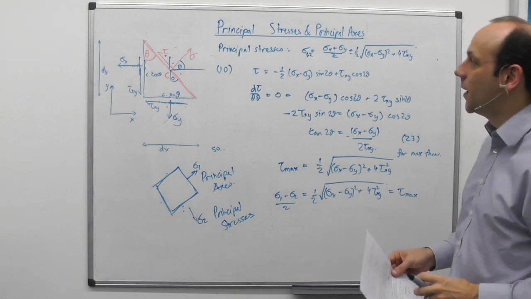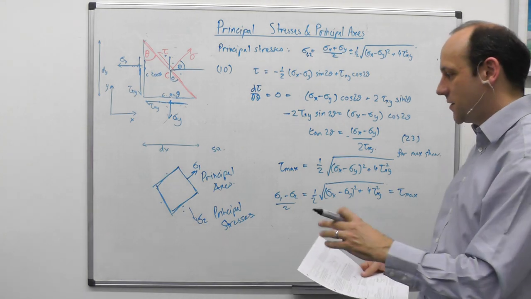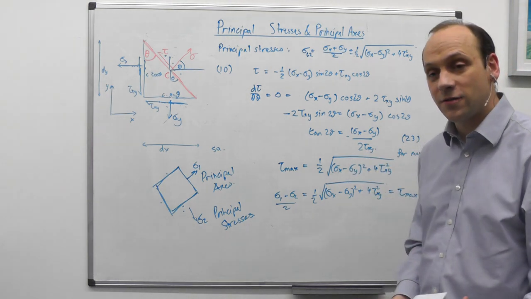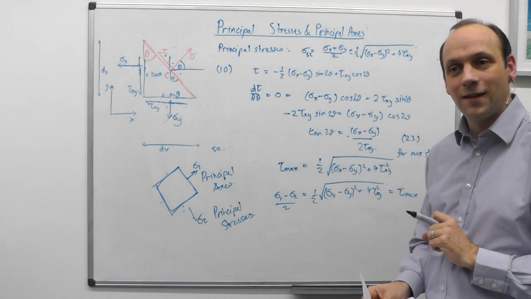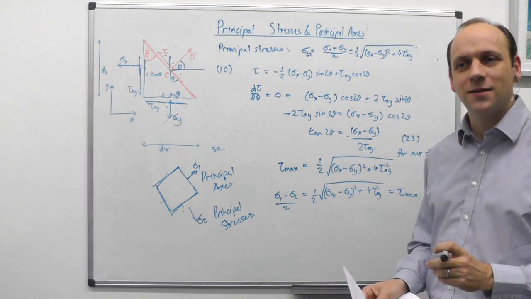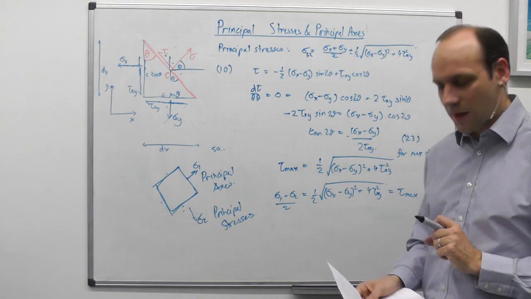So that's what we can do to rotate the principal stresses, and what we find in terms of the maximum shear stress we could find for any rotation, and the principal stresses we could find, that is the ones where the shear disappears, for any given rotation.